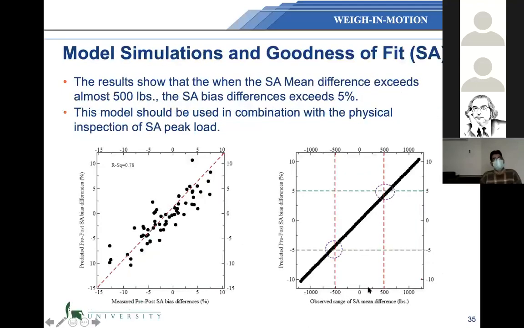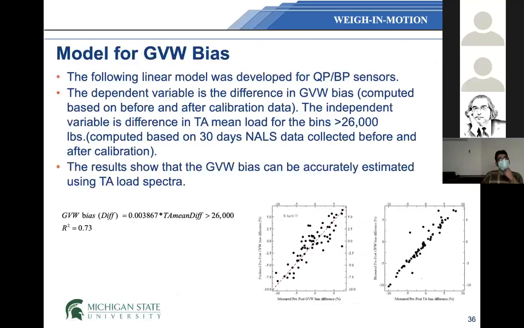In this case, if your single axle mean, the mean of the distribution, is shifting by more than 500 pounds, let's say we get a load spectra in 1 year and we compare it with the second year, if the mean is shifting by more than 500 pounds, we expect there will be a bias and your sensor needs calibration. So these types of tools are important from the practical point of view, because people can look at the load spectra and they can identify if there is a need for calibration of these sensors.